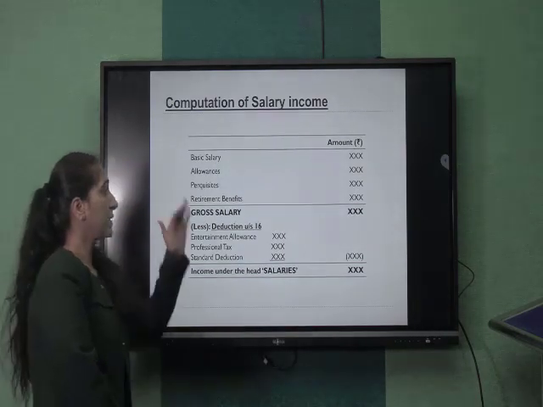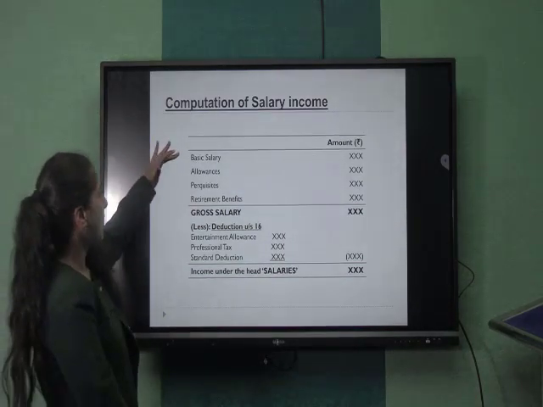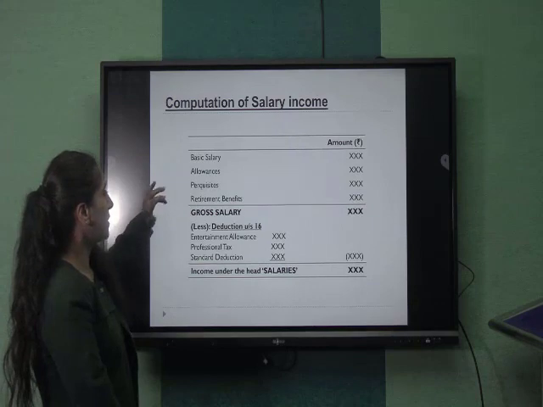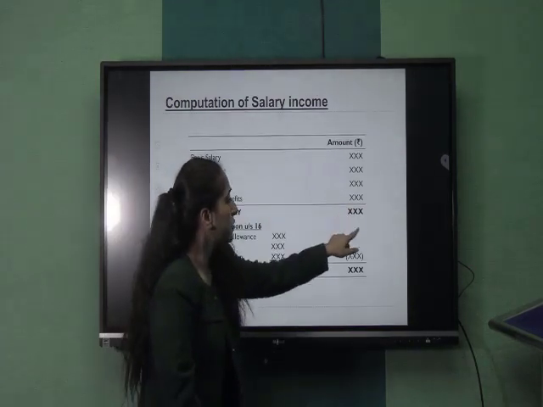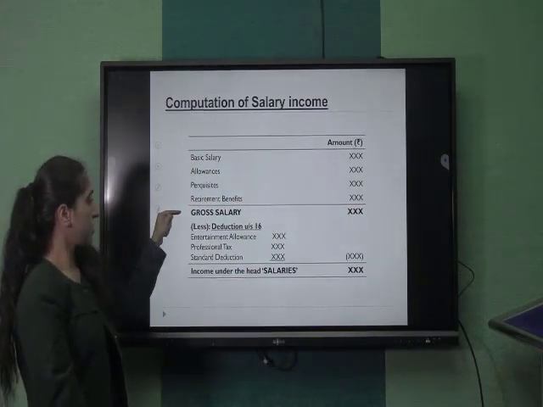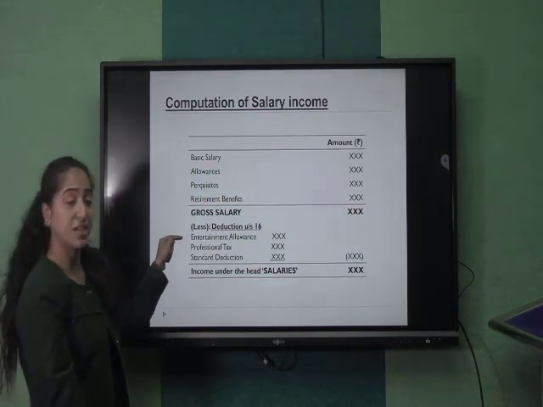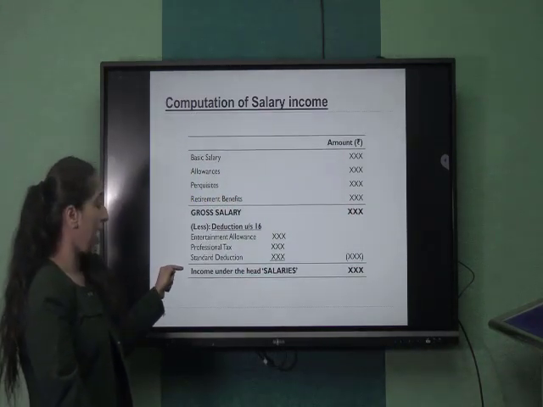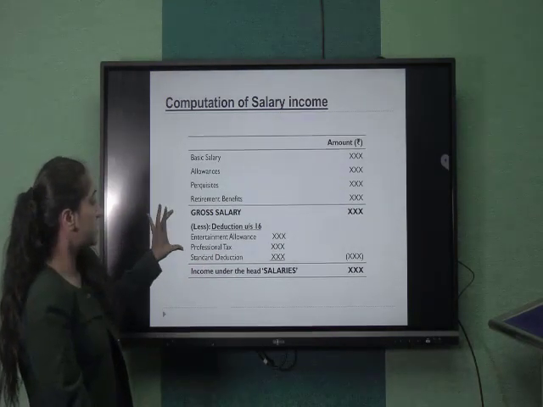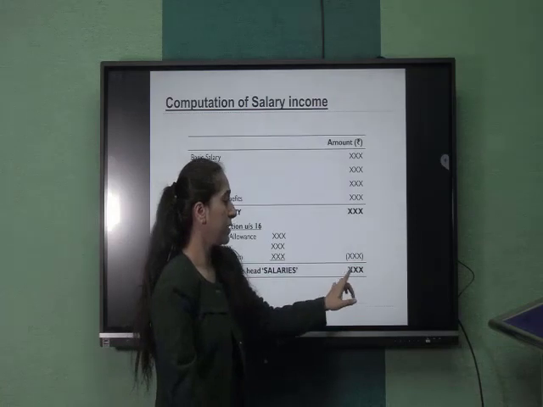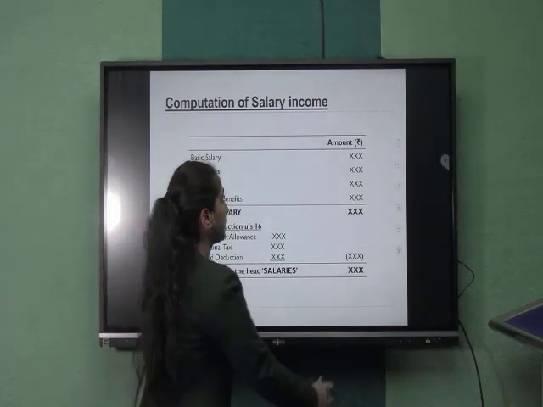In order to calculate the salary income, we know that we need to add basic salary, allowances, perquisite and retirement benefits. This will give us gross salary. From the gross salary, we need to reduce entertainment allowance, professional tax and standard deduction, which is 50,000. After reducing these three, we will get income under the head salaries.